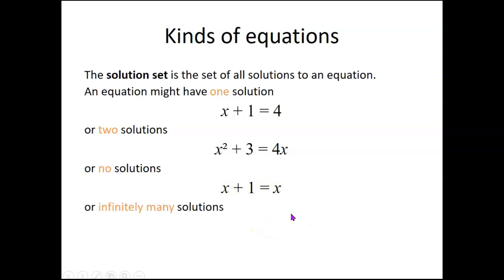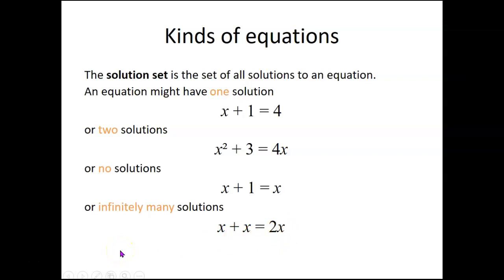And it's possible for an equation to have infinitely many solutions. Like x plus x equals 2x. That would be true no matter what number you put in place of x. 1 plus 1 is the same as 2 times 1. 10 plus 10 is the same as 2 times 10. 37 plus 37 is equal to 2 times 37. So this would be true for any real number.